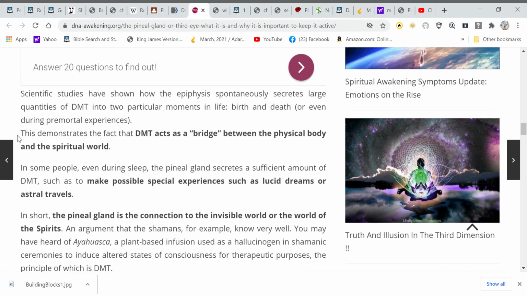Right here is another place where it says scientific studies have shown DMT in two particular moments in life, and again we're talking about birth and death. It says this demonstrates the fact that this DMT acts as a bridge between the physical body and the spiritual world. And I think we've established that pretty well within this.